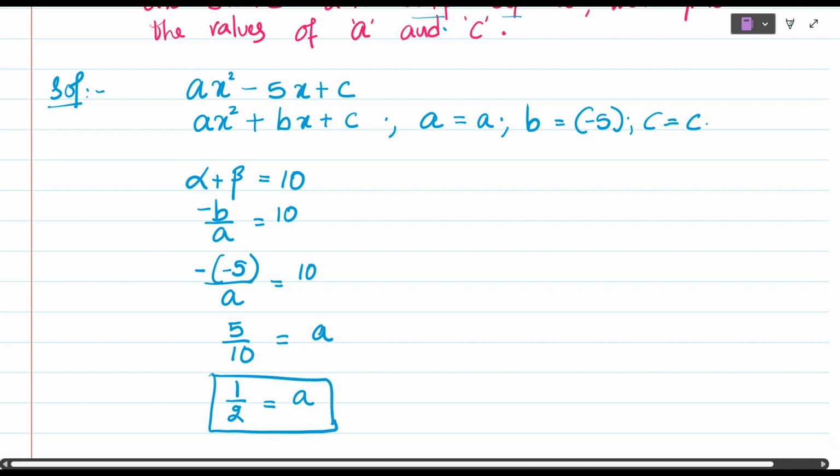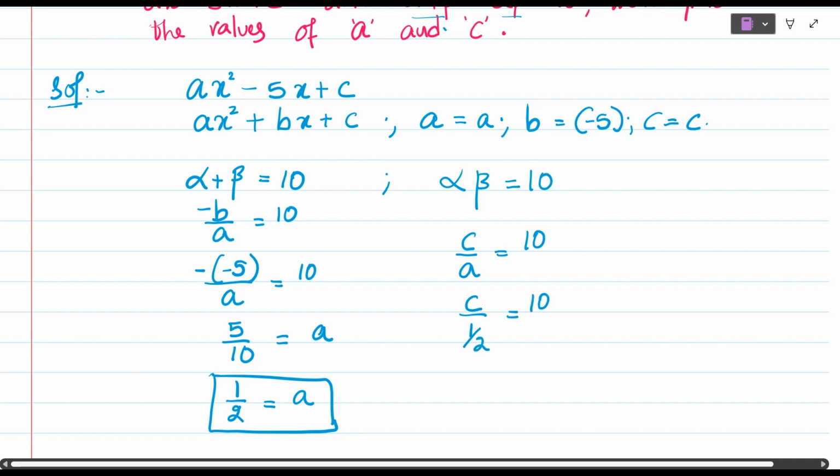And they have given another data. Product of the zeros is also equal to 10 in our question. We know that c by a is the formula for alpha beta, that is equal to 10. So what is the value of c? c is c here, and what is the value of a? a we got 1 by 2, that is equal to 10.